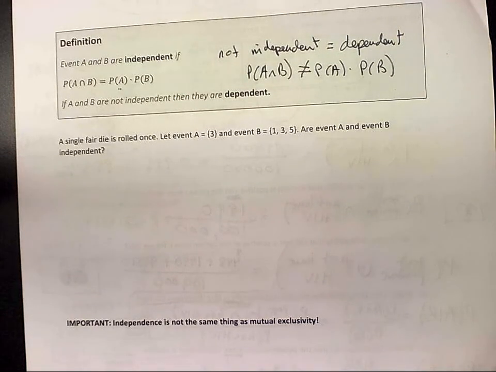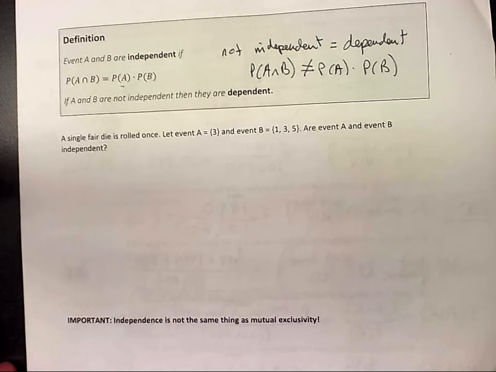So, let's do it. A single fair die is rolled once. Let event A be 3 and event B be 1, 3, and 5. Are A and B independent?